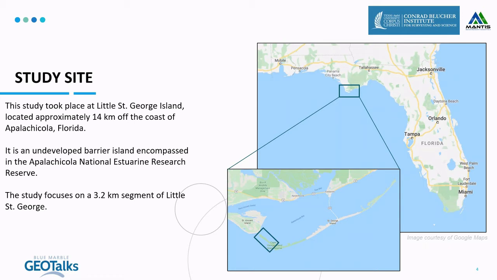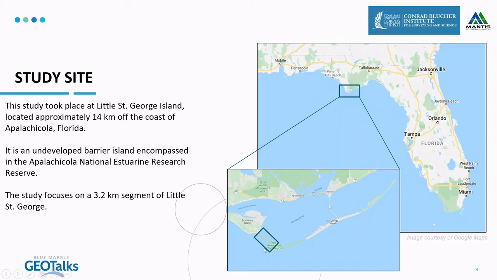And Little St. George itself is located about 14 kilometers off the coast of Apalachicola, Florida. And the big thing to point out here is it is undeveloped. So we're not assessing anthropogenic impacts. This is simply the impact of Hurricane Michael specifically on this environment.